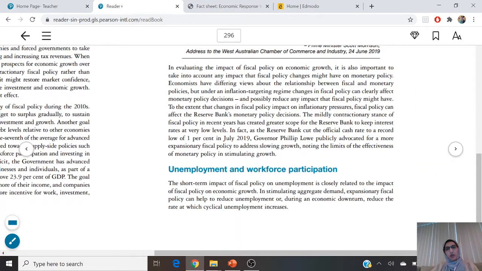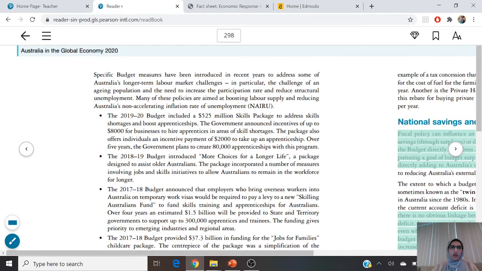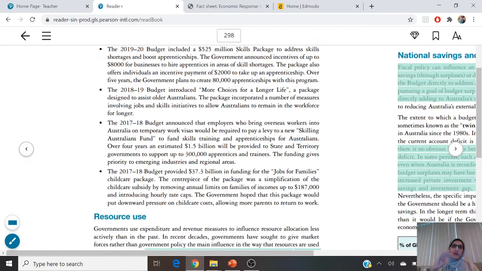Moving on to unemployment and workforce participation rate. Again, we discussed this before as well, but let's cover it again. Many of these policies are aimed at boosting labor supply and reducing the NAIRU, because the NAIRU is at 5%. The lower it is, the better. So if the NAIRU goes to 4% or 3%, good for us. That basically means that the country is at full employment at 3%, which is really great. That means that only 3% of the people are unemployed in the country.